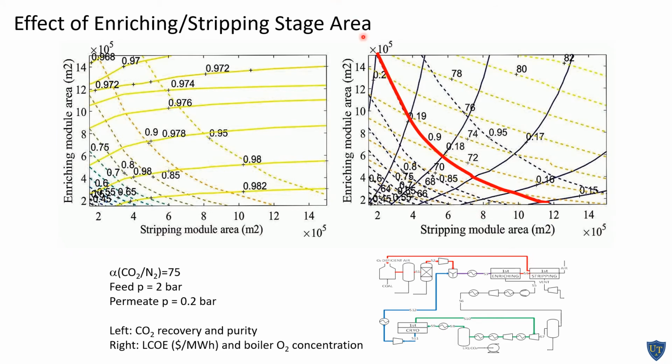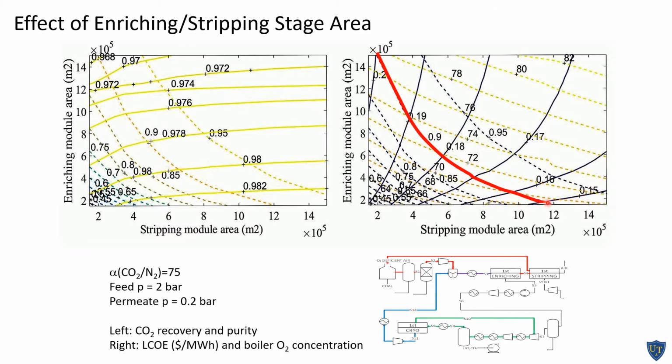If you have a very large enriching stage and a small stripping stage, the concentration is 20%, so it's nearly that of air. However, as you move along this line, the composition drops to 19, 18, 17, and eventually, as you get to this limit down here where you have a very large stripping and a small enriching stage, you're down to 15%. And this is not viable.